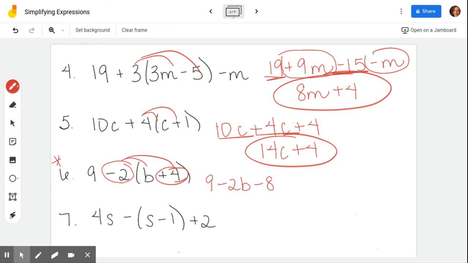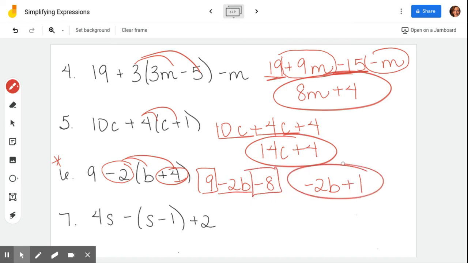Now I can put them together. I don't have anything to put with that b term, so I'm just going to write -2b. On my constants, I have a 9 minus 8. That would be a +1. -2b plus 1.